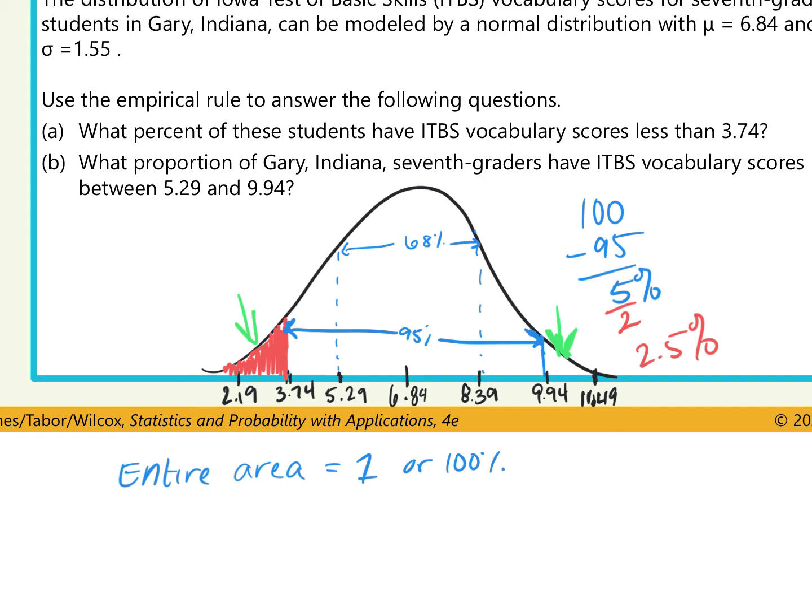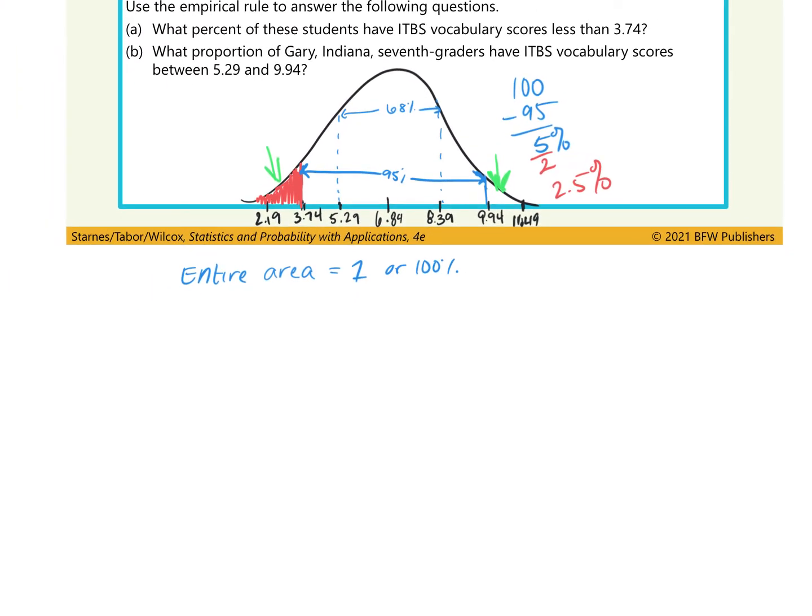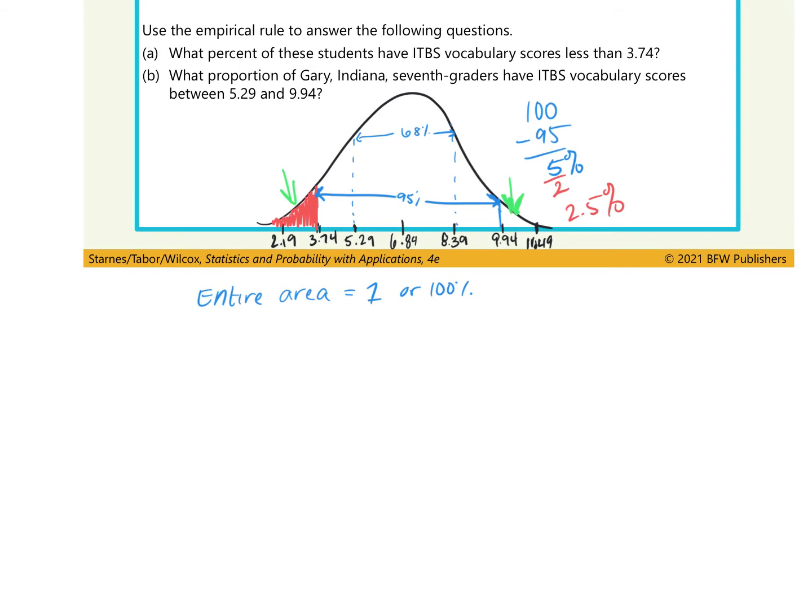Okay, so let's talk a little bit. Did the question ask about the 95%? It asked what percent of students have a score less than 3.74. That's the red area we have colored in. So if you wanted to know the 99.7 percentile, would you go all the way to the 2.19? Yes. Great.